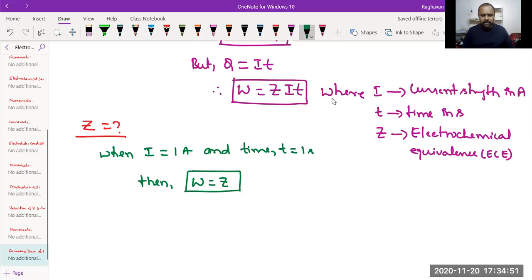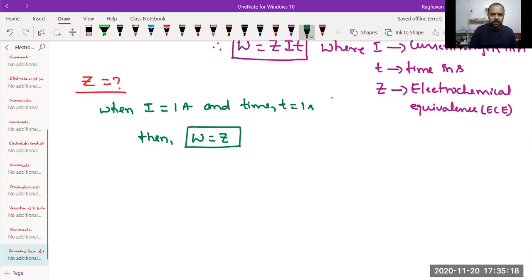So you can also define Z as electrochemical equivalence is the amount of the metal displaced at an electrode by passing 1 coulomb of charge through its solution. So if you want to find out, say, electrochemical equivalence of copper, pass 1 coulomb of charge or 1 ampere current for 1 second. Then how much copper is deposited at cathode? That is electrochemical equivalence of copper. That's all. Come on, make a statement for this.